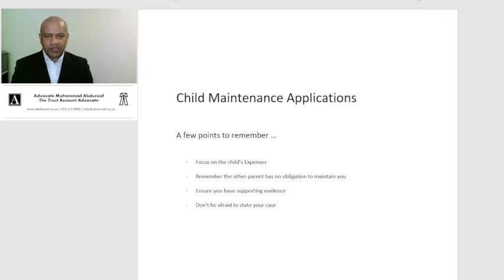Then my third point, ensure you have supporting evidence. Very, very important. Supporting evidence. If you are saying the minor child's school fees are 1,000 rand per month, please show supporting documentation. If you are saying your grocery bill comes to 1,000 rand per month, have supporting documentation. If you're saying the child eats cereal, you need to show proof that you purchase cereal 4 times a month for the minor child. Have supporting documentation. It's very important.